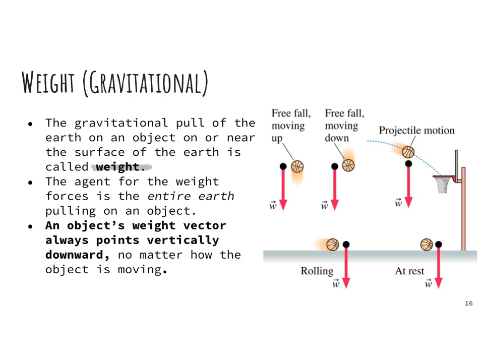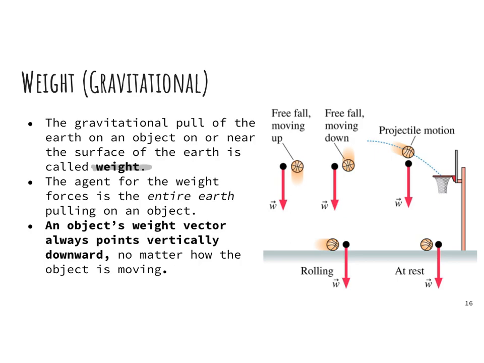So the weight of an object is completely under the influence of gravity. And you've probably heard that before, where you weigh different amounts if you're on the Earth or on the moon, and that's because of the gravitational force that's being exerted on you. In this case, the agent for the weight is the entire Earth pulling on the object. Once we get into chapter 6, we'll talk a little more about the gravitational force, but for right now, that's all we really need to worry about.